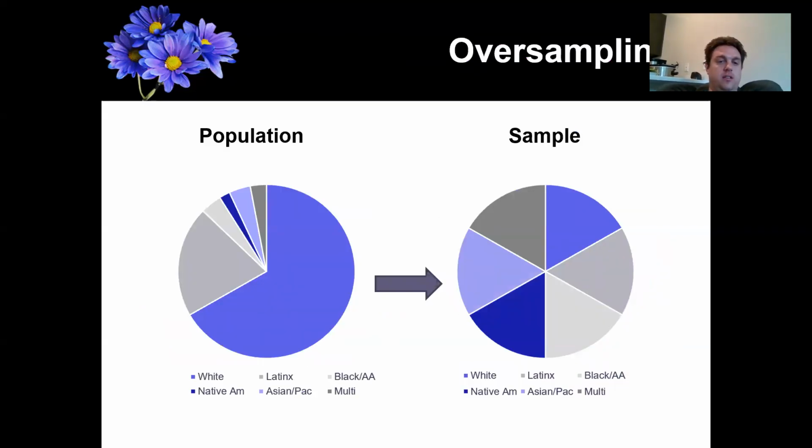So this is what that looks like. In contrast to regular stratified sampling, oversampling is when you don't make it representative. So maybe 68% of the population is white. Well, we're not going to do that in our sample. We take equal numbers from each stratum in our sample.